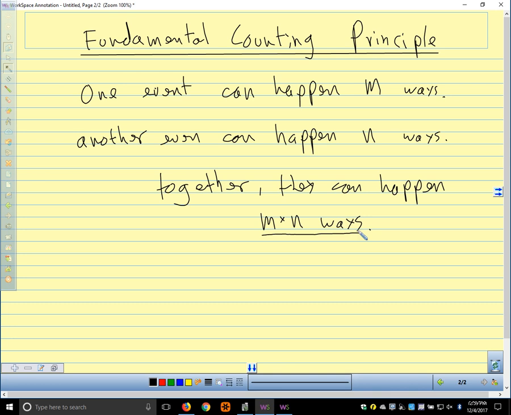We can extend this to more than 2 events. What we do to count in those situations is multiply the number of ways one event can happen by the number of ways another event can happen, et cetera. So if you go to buy a pizza, you can get 3 different kinds of crust and however many different kinds of toppings and however many different kinds of cheese. You multiply all those things together to figure out the number of different ways you could make a pizza.